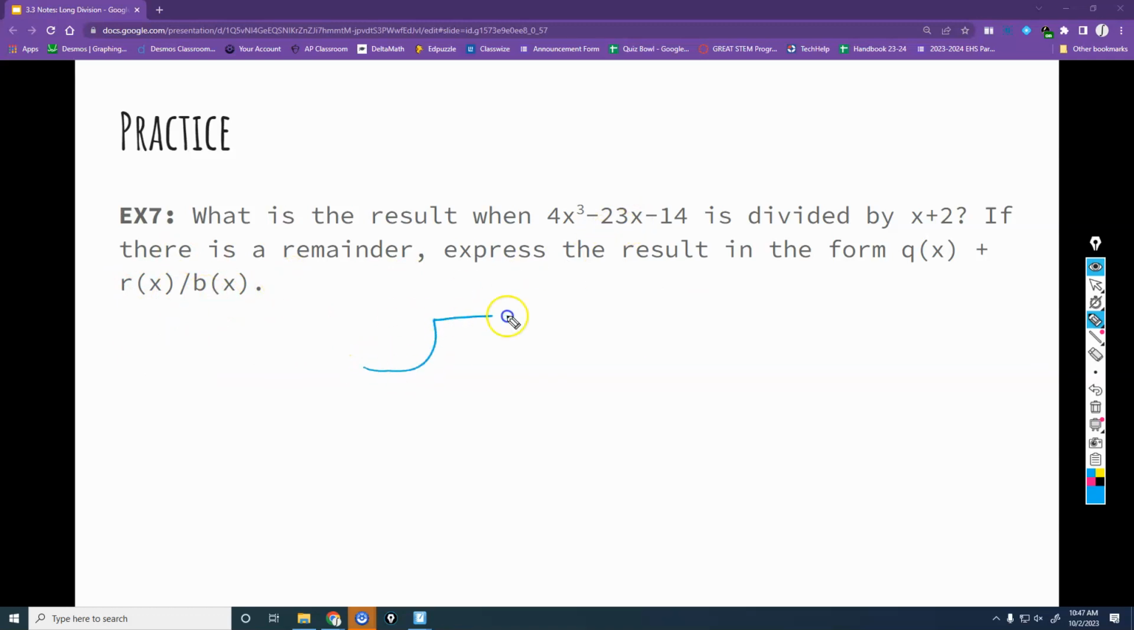So we got x plus 2. I've got 4x to the third. I should have 3, 2, 1, 0. Do I have an x squared? I don't have an x squared, so what have I got to put right here? 0x squared minus 23x minus 14. So if you're missing any values, you're going to put those in with a 0.